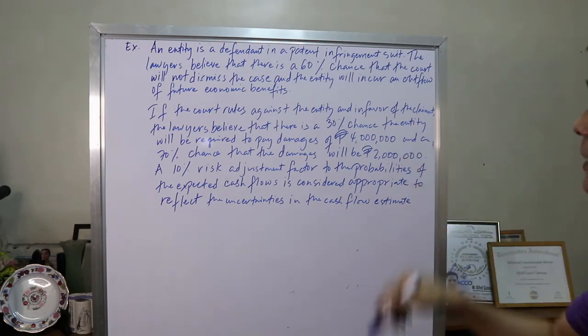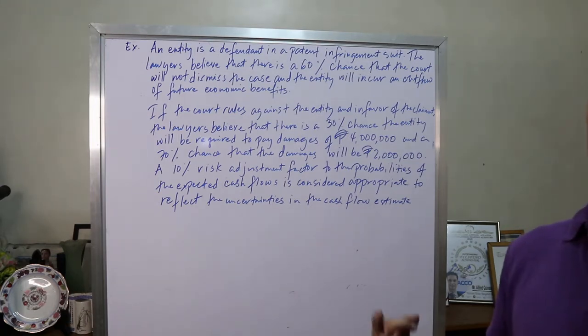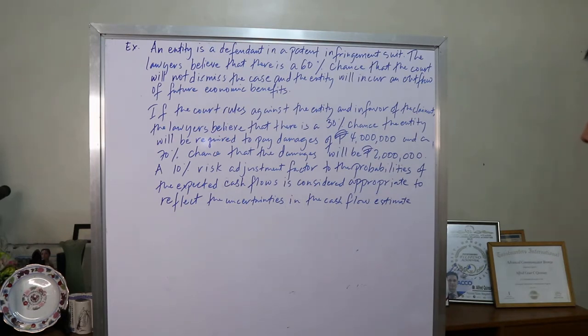The lawyers believe that there is a 60% chance that the court will not dismiss the case and the entity will incur an outflow of future economic benefits. So nandun yung tatlong requirements to be a liability, no? Nandun yung present obligation, measurable, and yung outflow of future economic benefits. If the court rules against the entity and in favor of the claimant, the lawyers believe that there is a 30% chance the entity will be required to pay damages of 4 million pesos.